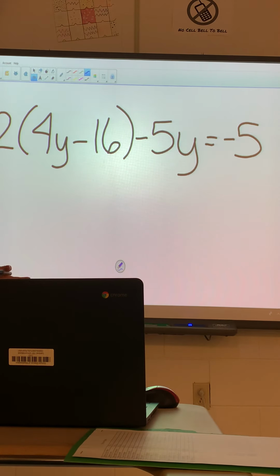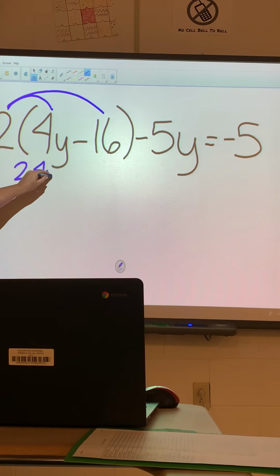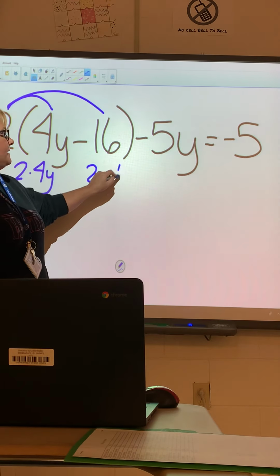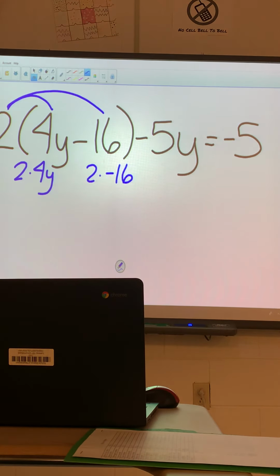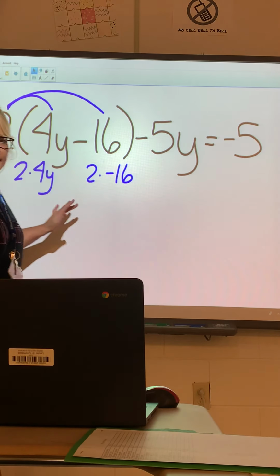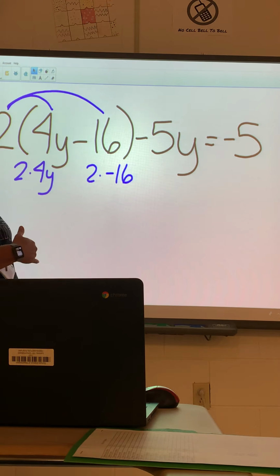Again, these are multi-step equations, but understand that not all the steps are always going to have to be done, but you're always going to be doing the inverse once you get there. This had the distributive property that has to go first. So this is saying 2 times 4y and 2 times a negative 16. Again, don't lose those negatives. That part you don't have to write down, but I'm showing you where I'm getting my next step.